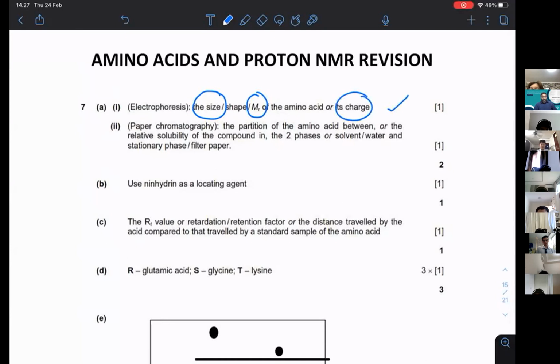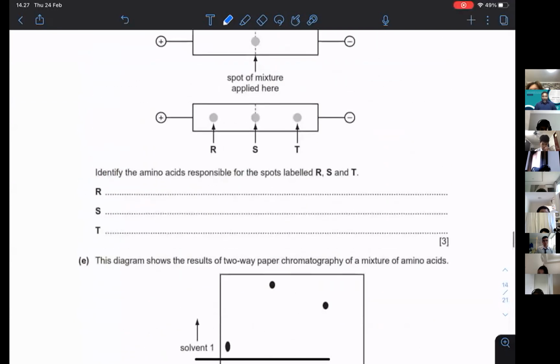For paper chromatography, it depends on the solubility with the solvent and the solubility with the stationary phase. So nothing to do with the size. They didn't mention the size, so it's okay. As long as you mention the solubility, it's fine. They didn't actually talk about adsorption, but it's good that you put it over there.